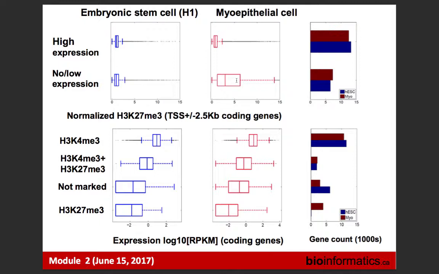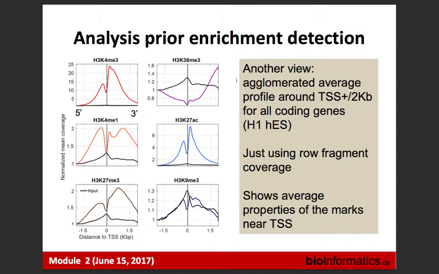And then I just calculate those signals agnostically, and without doing any sophisticated analysis, we can learn something. So here is just an example that we can orthogonally look at our data. Instead of calculating signal for every individual promoter, we can look at the coverage around TSS and agglomerate those coverages genome-wide. Let me draw it on the board.